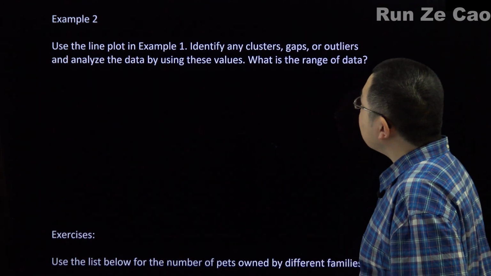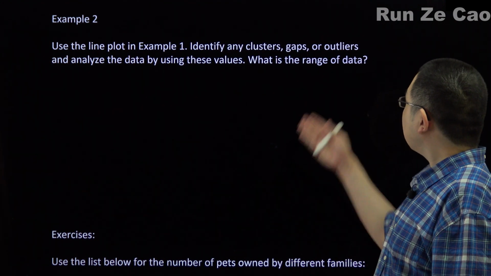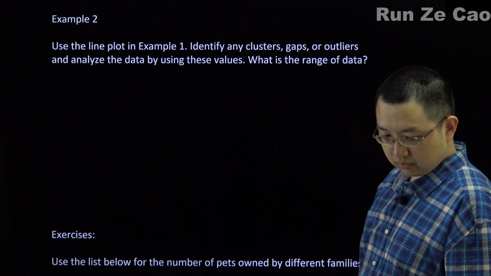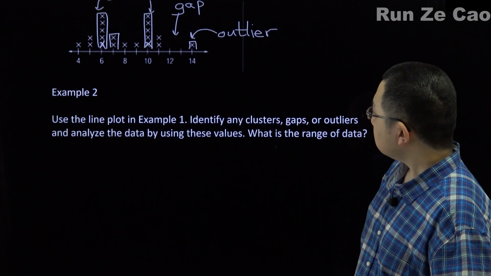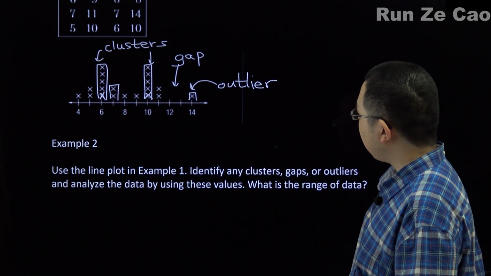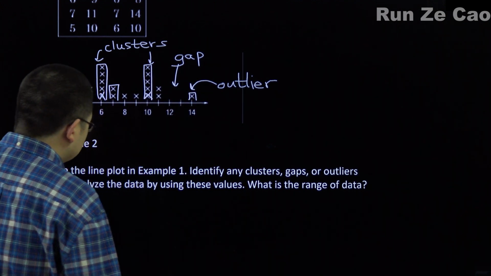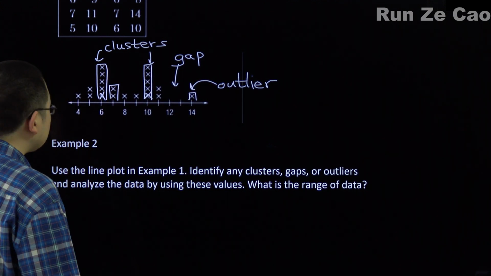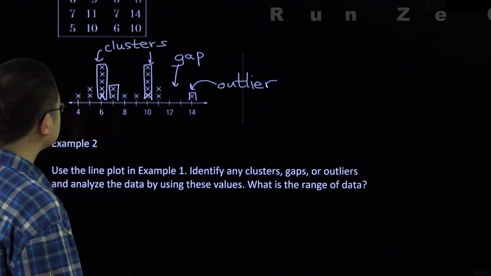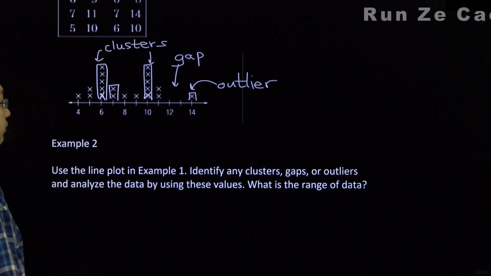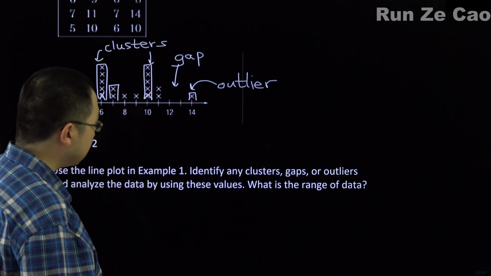So, use the line plot in example 1. We identified these. Analyze the data by using these values. Well, we kind of just talked through that. So, it's bimodal. The clusters are at shoe size 6 and 10. There's a gap at 12 and 13, and there's one student who has shoe size 14.